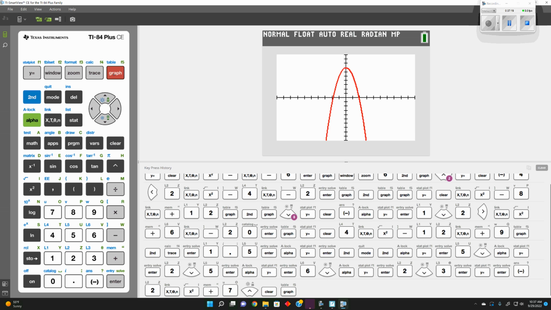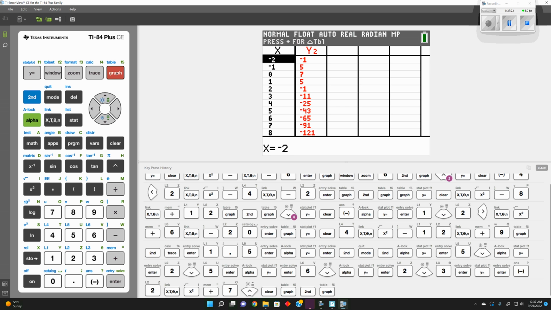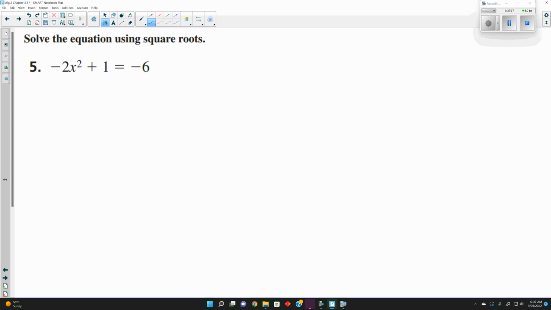Look, guys. Does it cross at nice points? Not really. It's crossing between 1 and 2 and between negative 1 and negative 2. So we can use the square root method. We can subtract 7 from both sides, which will tell us that negative 2x squared is equal to 7. Then we can square root.